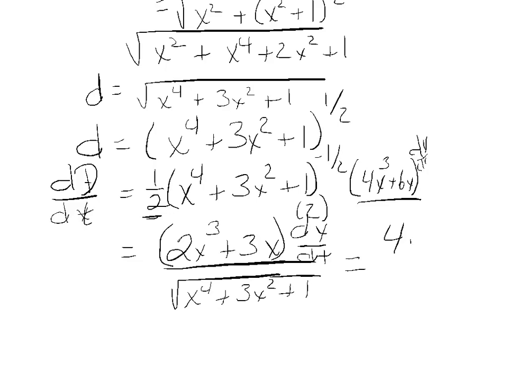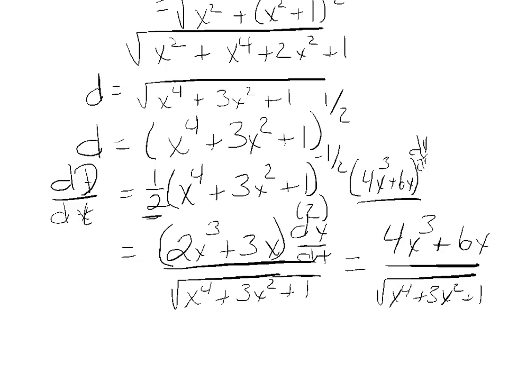I'm going to have 4x cubed plus 6x over the square root of x to the fourth plus 3x squared plus 1. And we did that using the distance formula. Cool. Is that the answer? That is your answer. That's d. That is the derivative of the distance with respect to time. And it asks you to find the rate of change of the distance. So that means you're going to use some kind of distance formula there.